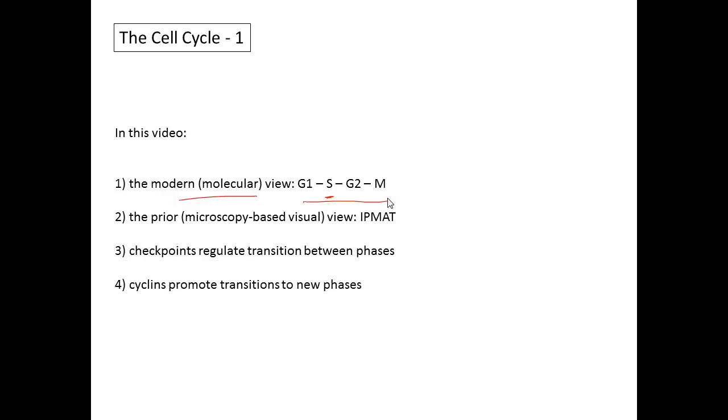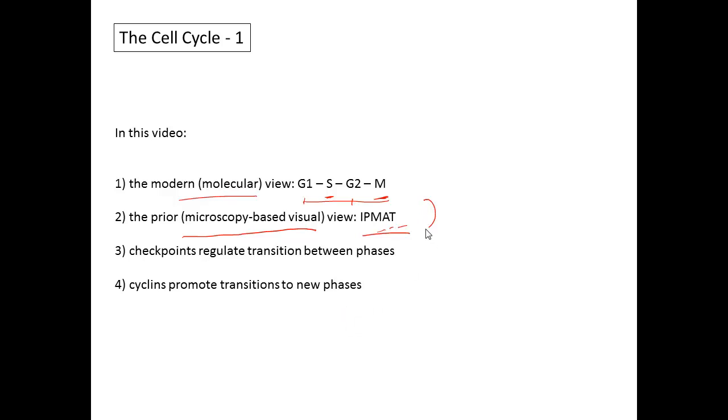synthesis stage, a mitosis stage, and in between there are two G stages. These can stand for gap or growth. So there's growth 1, synthesis, growth 2, mitosis. Prior to the 1980s, the tool that one used is microscopy, and that gives a very different picture of the cell cycle. That is based on the acronym IPMAT for interphase, prophase, metaphase, anaphase, and telophase.